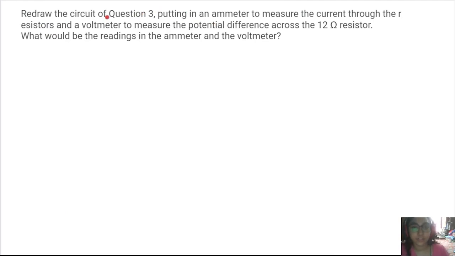Redraw the circuit of question 3, putting an ammeter to measure the current through the resistors and a voltmeter to measure the potential difference across the 12 ohm resistor. Okay. So we draw the circuit again.